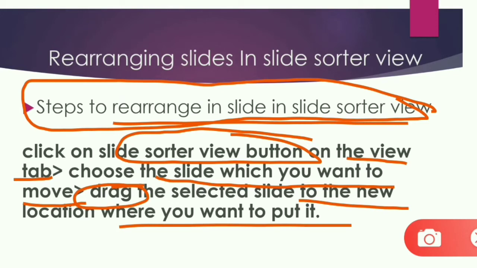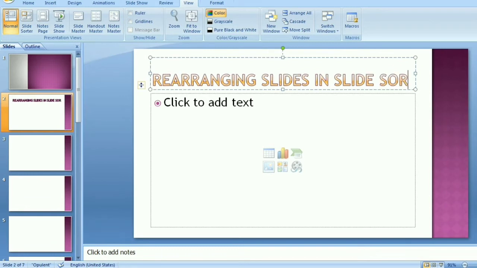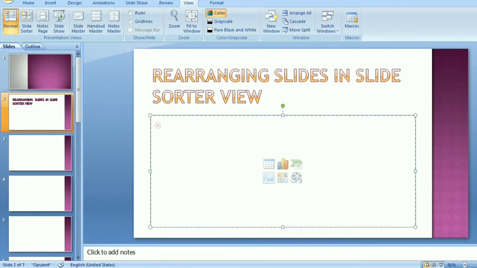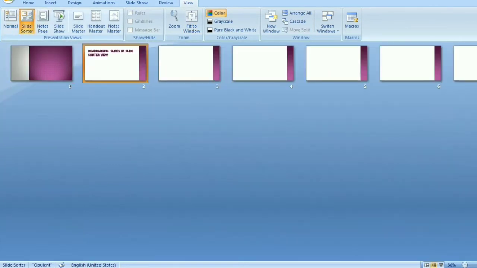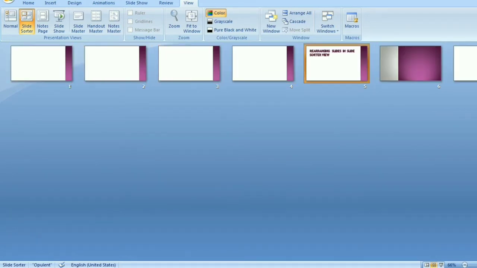Let us see this with the help of the practical. For rearranging the slides in slide sorter view, we have to click on the View button. Then there is an option of Slide Sorter. After clicking on it, all the slides will show in a horizontal line. I have written something in one slide, and now I am going to rearrange this slide to a different position. Now I am just dragging it from one position to another position, as you can see in the output. Okay, this is how you can rearrange your slides in slide sorter view.